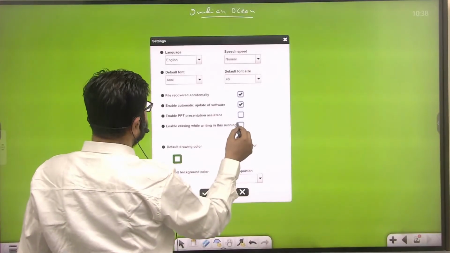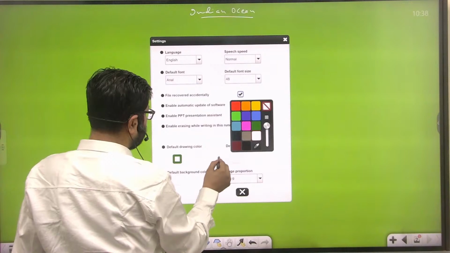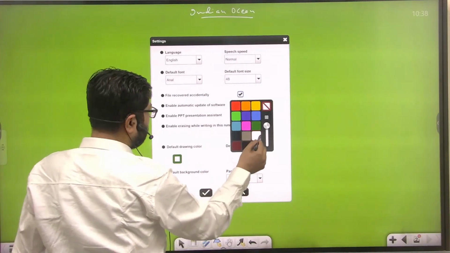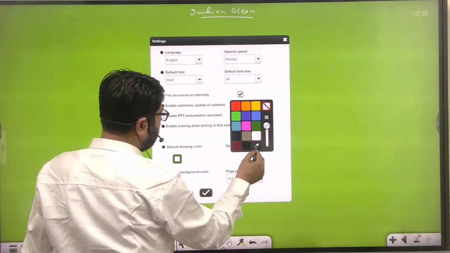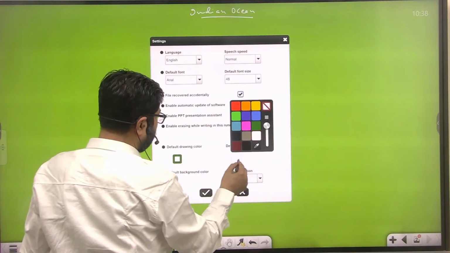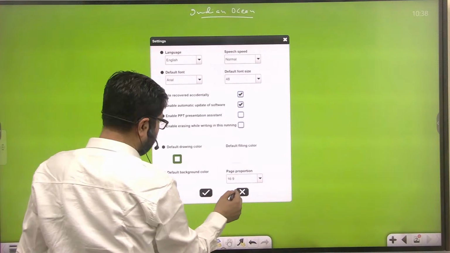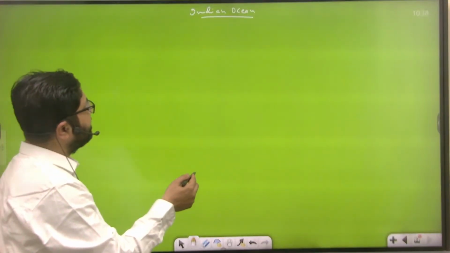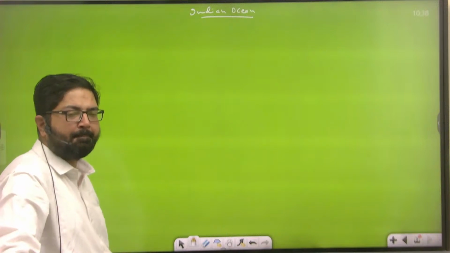I'm trying just. It is not changing. I'll try next class. I will change the color to white. Some people are having difficulty.